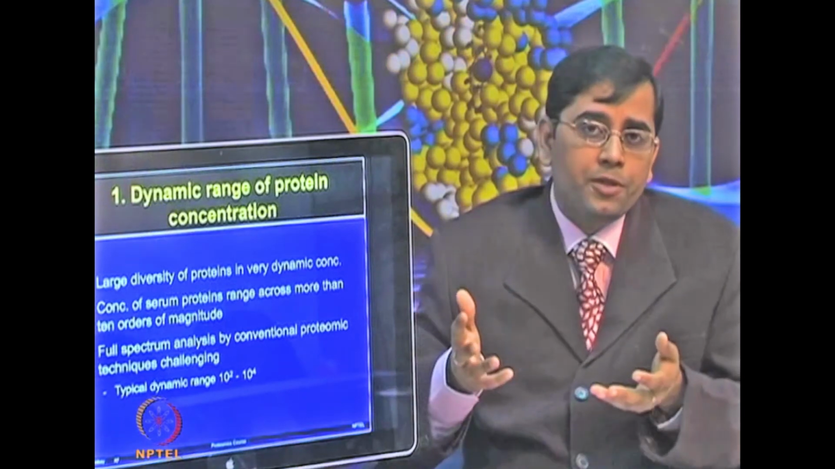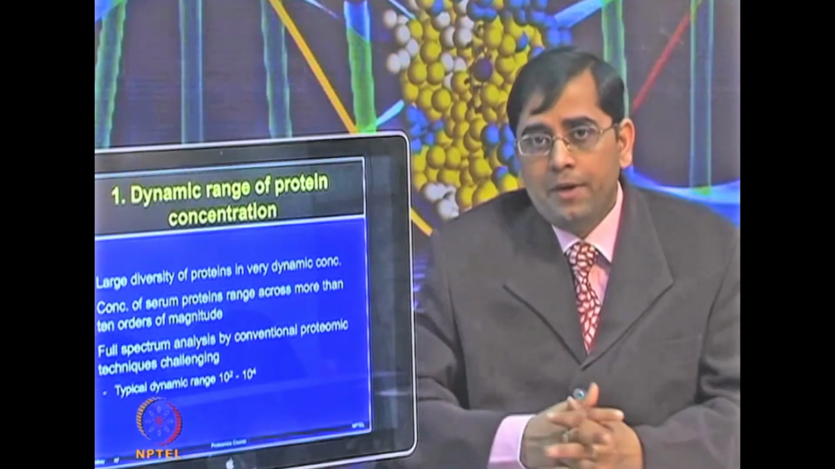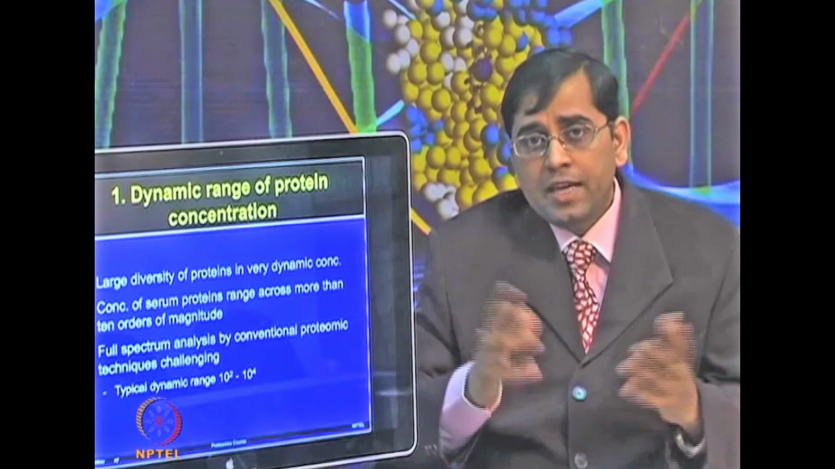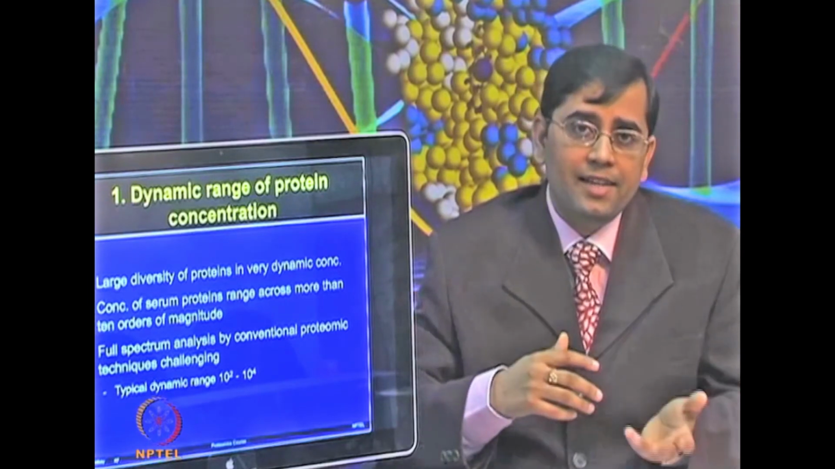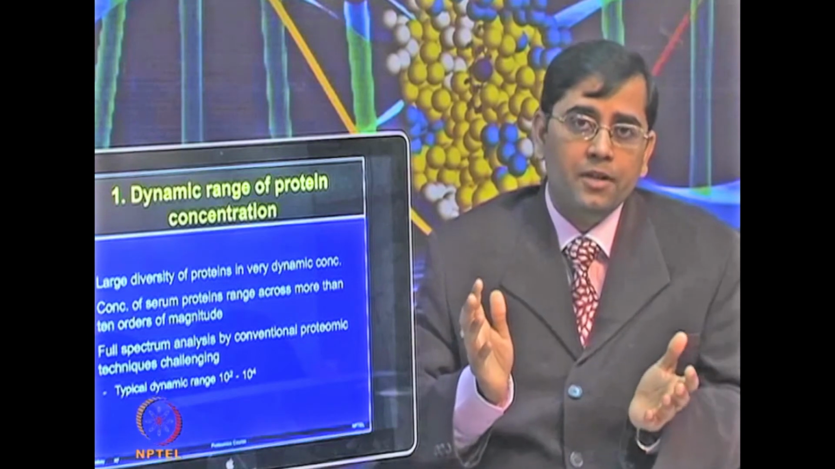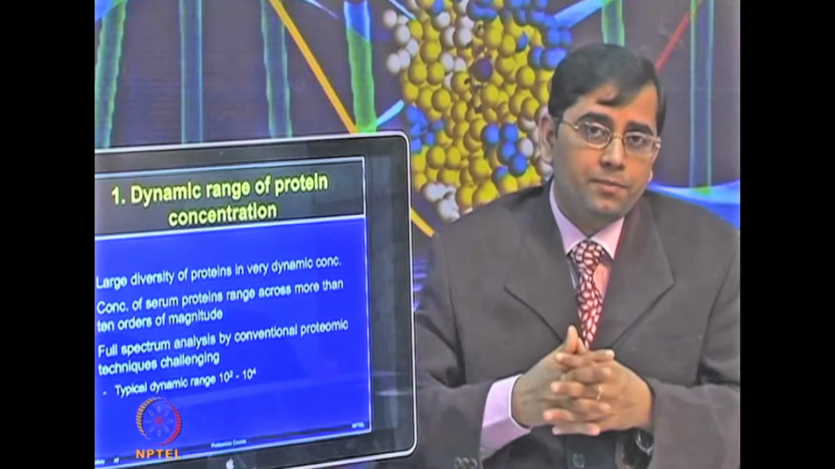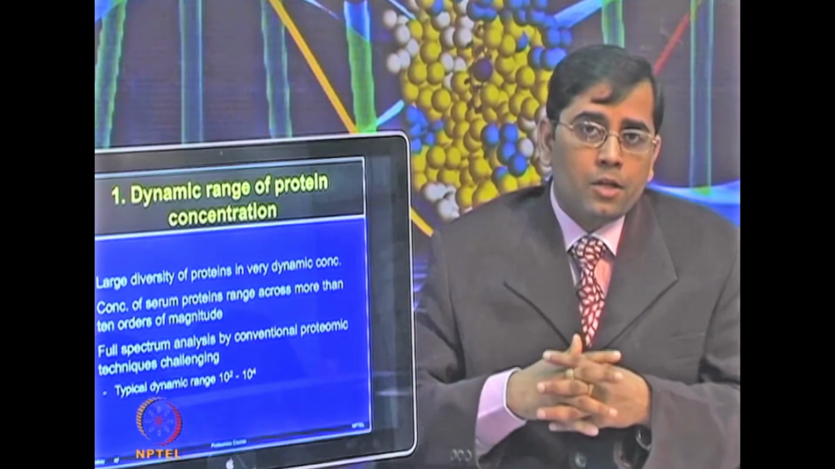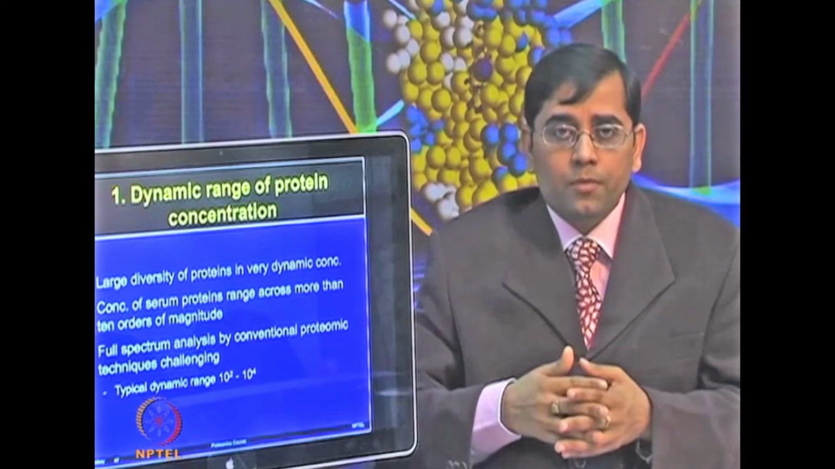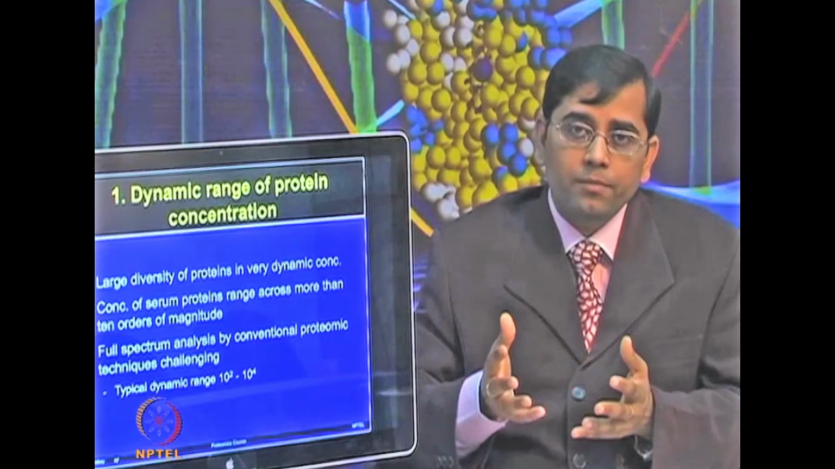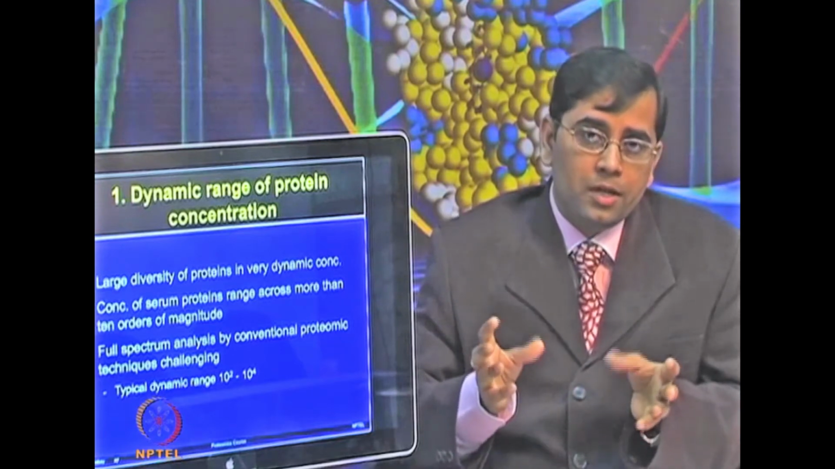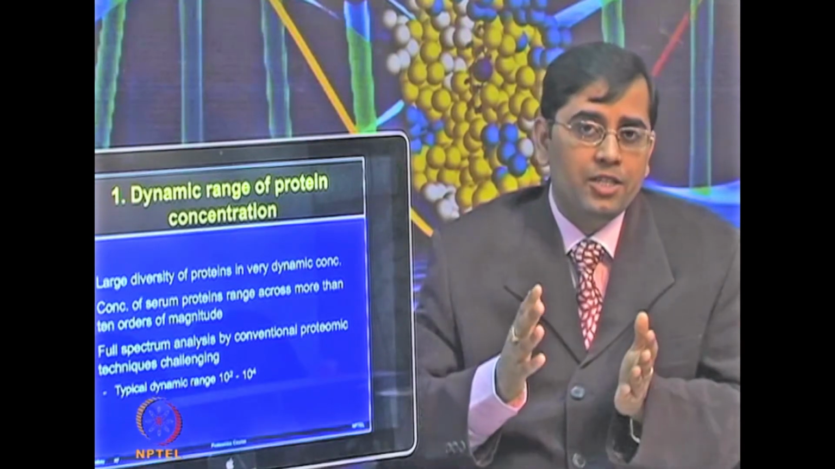So, how do we capture all the dynamic events happening in the serum if the dynamic range of the proteins is very large and your detection techniques are not able to capture that whole range? To avoid these issues, people try to remove some of the abundant proteins from the very complex serum proteome, so that overall the dynamic range can be reduced and minimized.